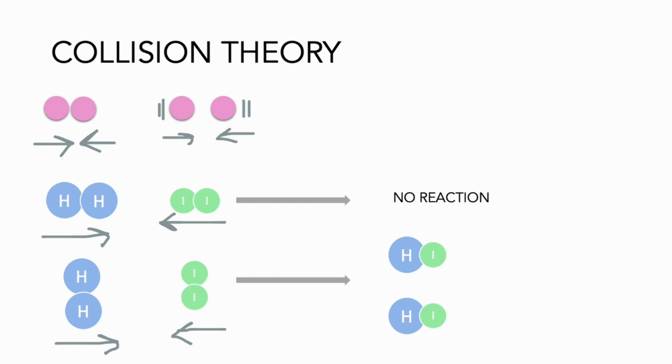Particles must collide for a successful reaction to occur, but not all collisions are successful. There are a couple of conditions for successful collisions. The particles must collide with sufficient energy and with the correct orientation. Orientation is the direction of the particles, or which way up they are.